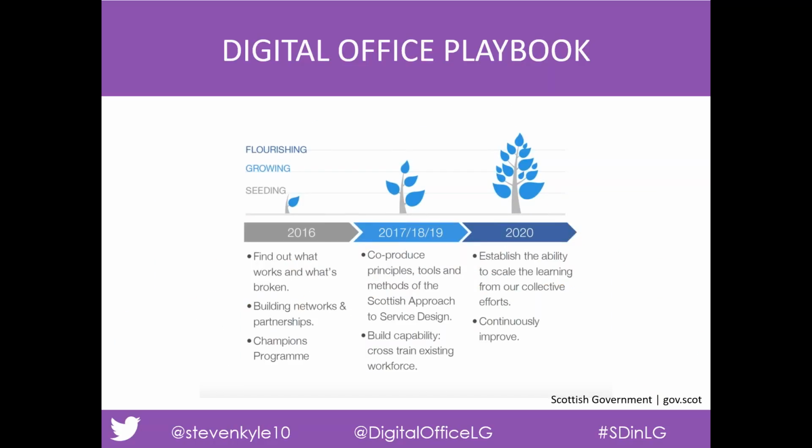Ultimately, it links back to the same principles as the Scottish approach to service design. This, the playbook that we're building with the digital office, is actually about co-designing the principles, the tools, the methods, building capacity across Scotland for all of these methods, and establishing an ability to scale our learning and our collective efforts. It's all very much in line with what the Scottish Government is aiming to do with service design. We've just widened that out to not only include service design, but to include other methods as well.